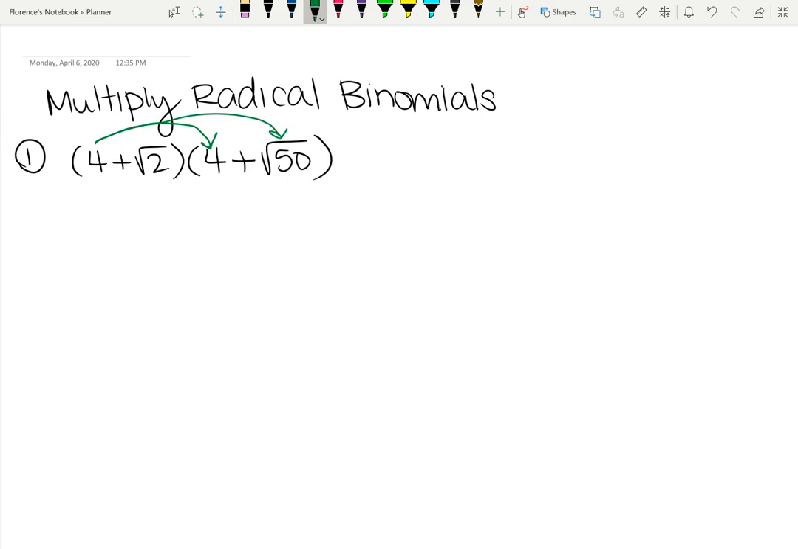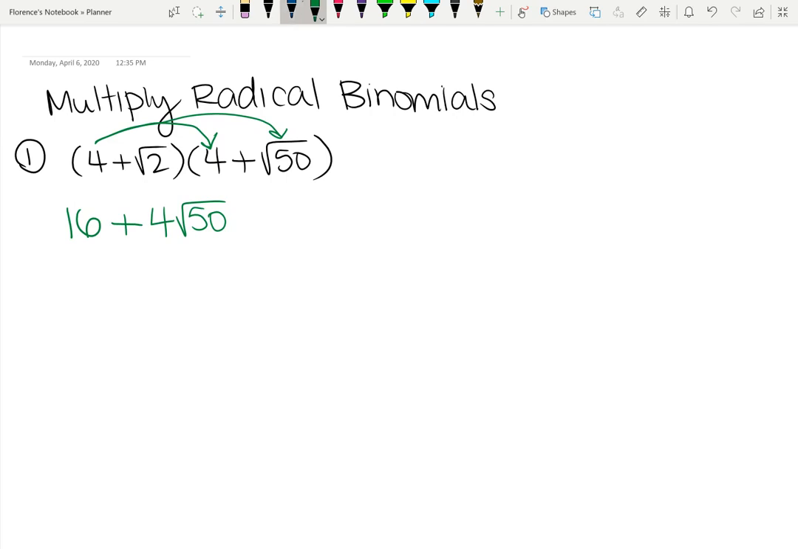of these terms. So starting with 4 times 4, that's 16. And then positive 4 times positive square root of 50, that's positive. Positive times positive. And then 4 times the square root of 50 is 4 times the square root of 50. Remember, outsides multiply with outsides, insides multiply with insides.